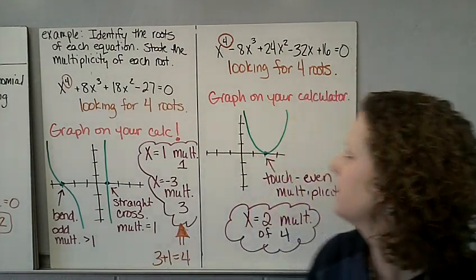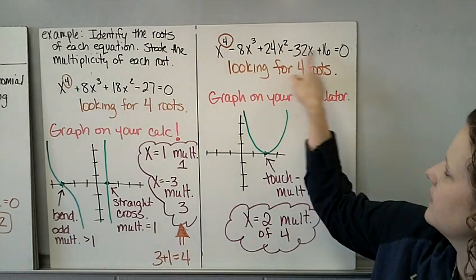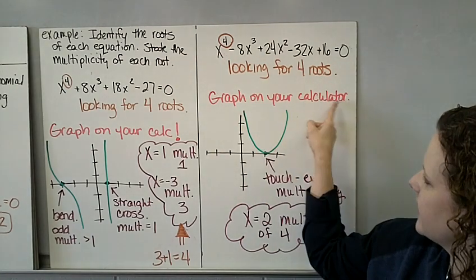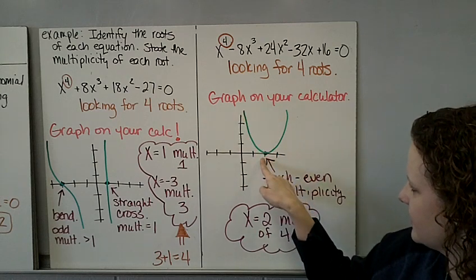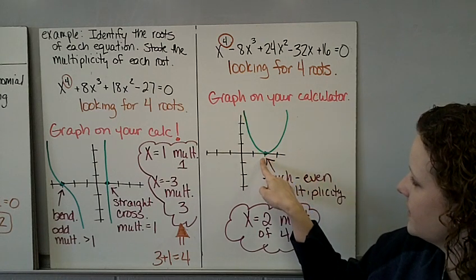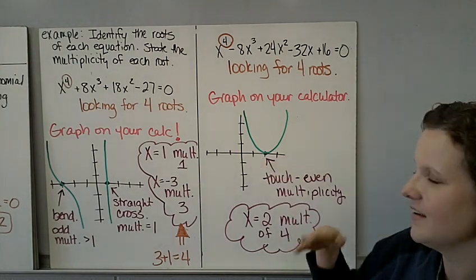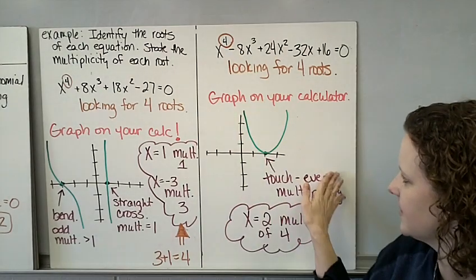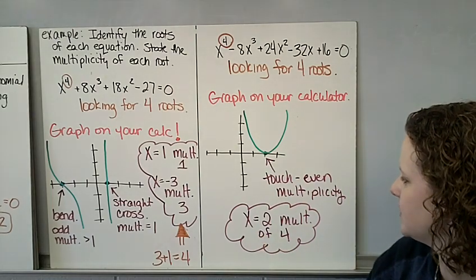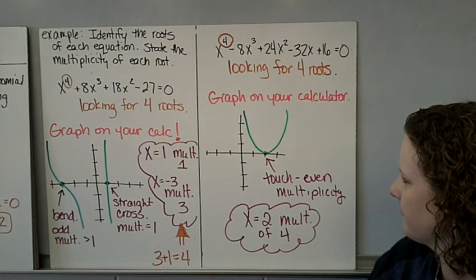Last example: x to the 4th, the rest of it. Graph it on your calculator. Okay, I got a curve that touches at x equals 2. The touch is even: 2, 4, 6, etc. Well, I need 4. It doesn't cross anywhere else. So x equals 2 with a multiplicity of 4.